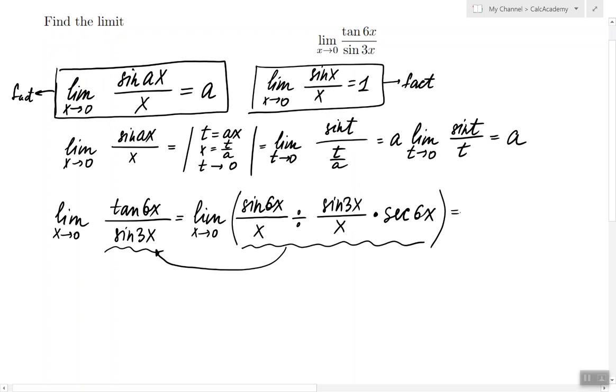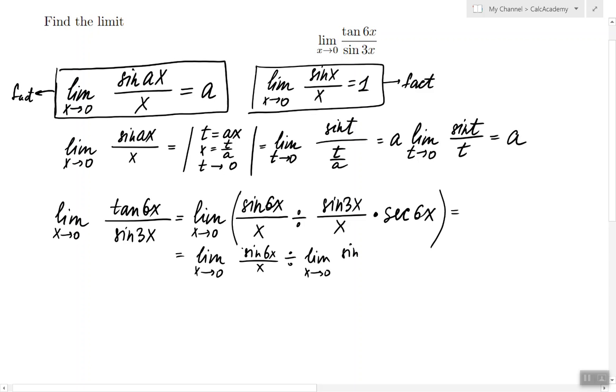But why do we prefer this expression? Well, because now we can split this limit into 3 limits which we know. So each of these 3 limits is not a big deal to us, starting with secant of 6x. Secant of 6x is just 1. Sine of 3x over x as x approaches 0 is 3. And sine of 6x over x as x approaches 0 is 6. So the answer is 6 divided by 3 times 1, which is 2.